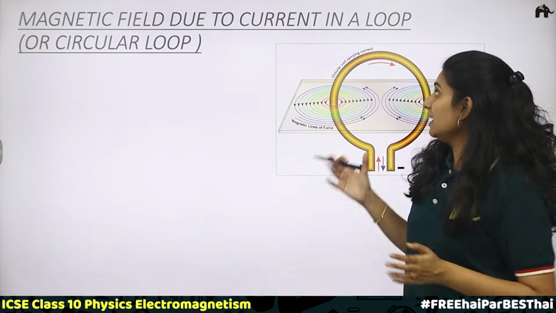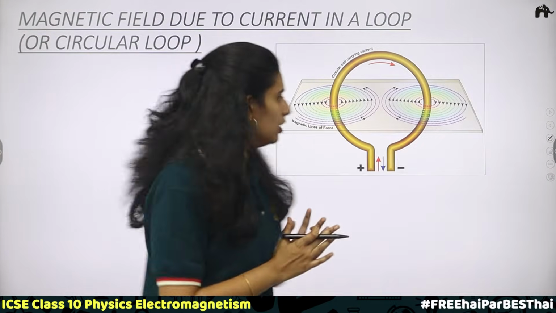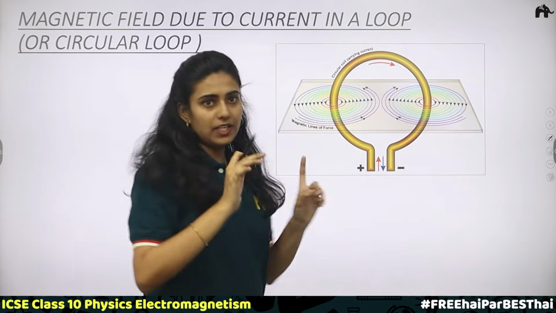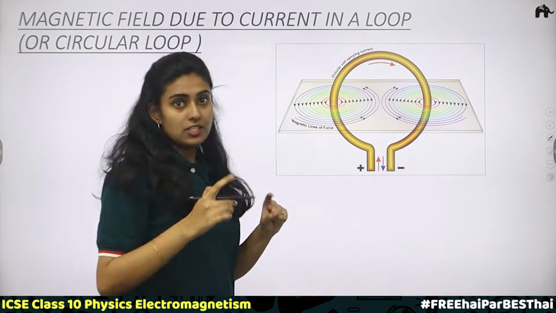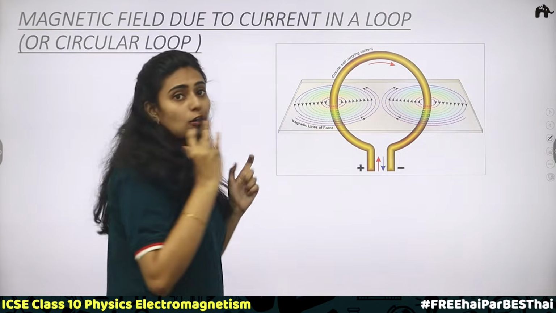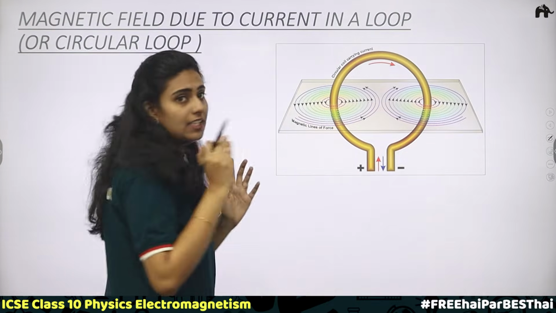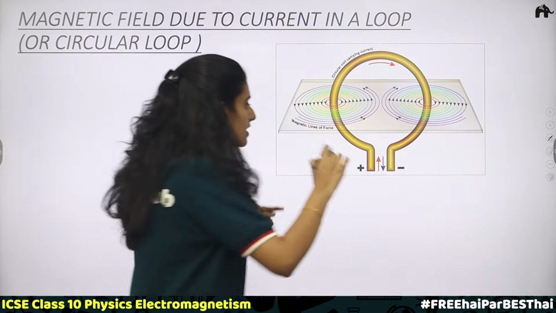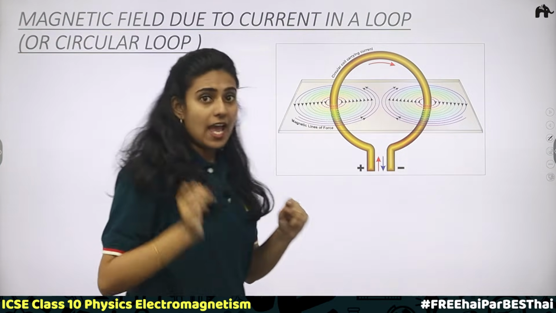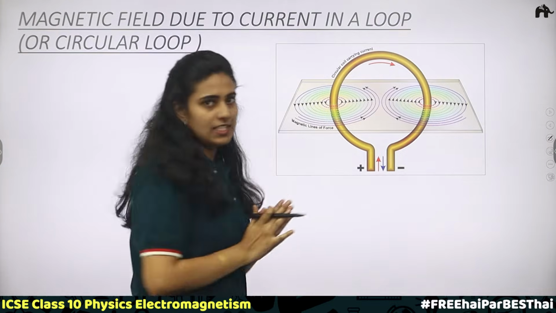Next, magnetic field in a circular loop or a current carrying loop. Here you can see a circular loop. Take a thick wire and bend it in the form of a circular loop. We have studied how the magnetic field lines are arranged in the case of a straight current carrying conductor. The straight current carrying conductor is now bent in the form of a circular loop. And now let's see how the magnetic field gets arranged.